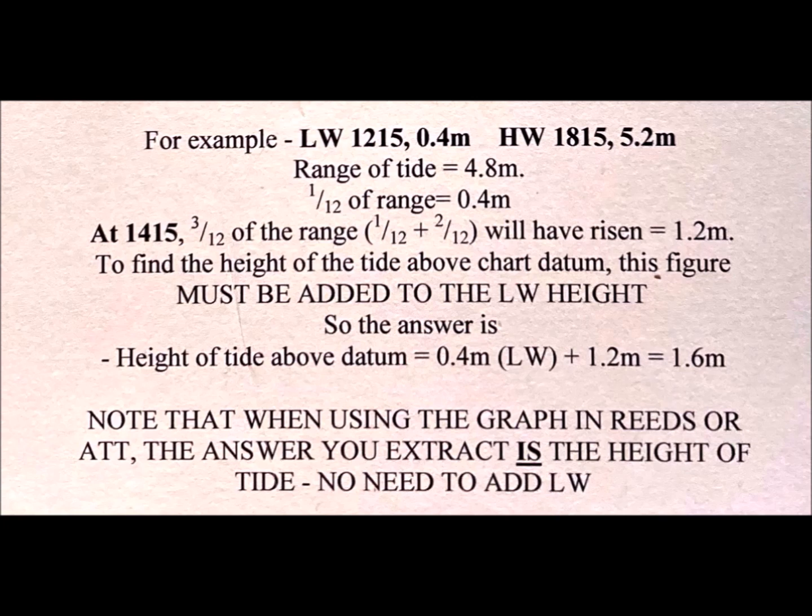To find the height of tide above chart datum, we add that figure to the low water height. So the height of tide above datum is 0.4 meters plus 1.2 meters that we've just calculated, and the answer is 1.6 meters. It's as simple as that. Note that when using the graph in Reeds or the Admiralty tide tables, the answer you extract actually is the height of tide. You don't have to add low water to that. You only add low water when you're using the rule of 12ths.